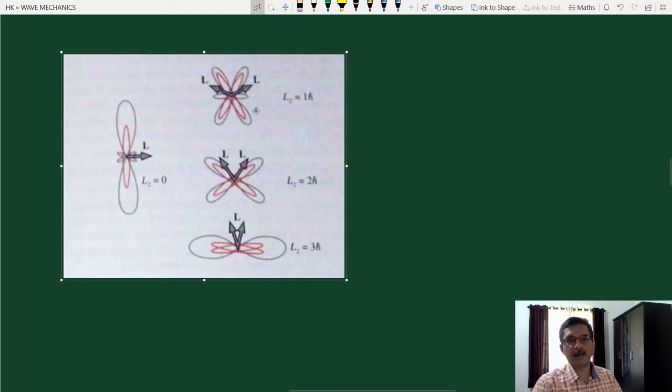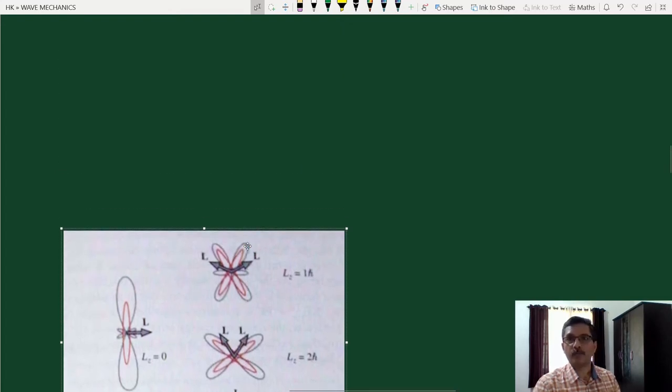So as Lz increases or ML increases to the highest possible value, ML equal to plus or minus L, the probability density is mostly along the xy plane. That means the orbits are mostly along the xy plane. Then the angular momentum vector will be mostly along the z-axis. Okay, and this trend increases with L value. To see that we can do a problem.